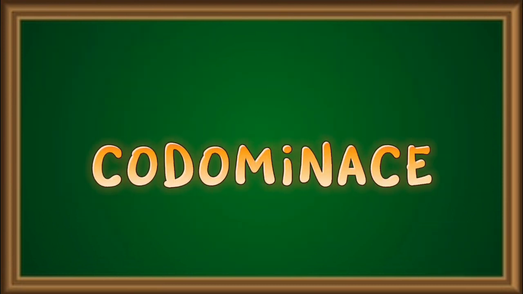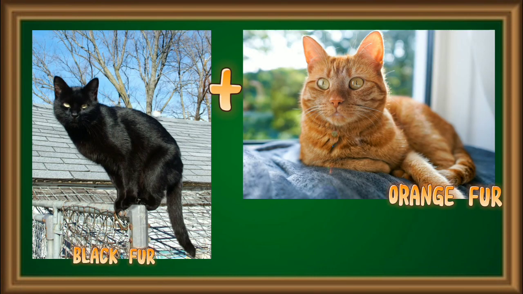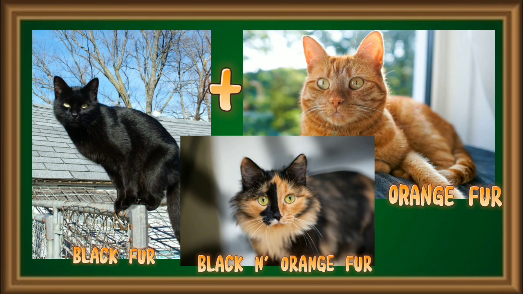It is codominance. Black Viewer cut plus orange Viewer cut results in black and orange Viewer cut. What do you think is this pattern of inheritance? Is it codominance or incomplete dominance?